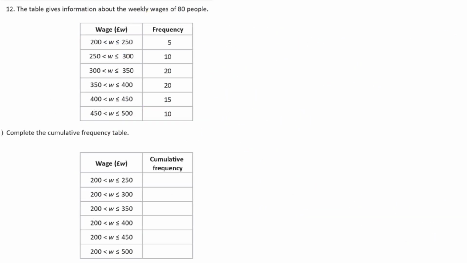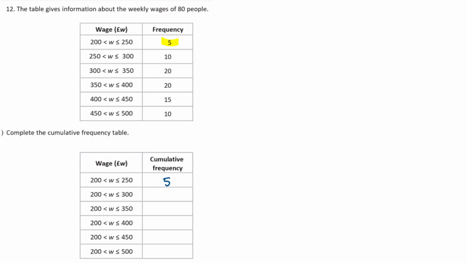Cool though. Question 12. The table gives information about the weekly wages of 80 people. And I've got 200 to 250, which is 5, 250 to 300 is 10, and so on. And it says underneath, complete the cumulative frequency table. Okay, so the first category, 200 to 250, is the same as the one at the top, isn't it? So this one is here. It's just going to be the same as that. It's going to be 5.